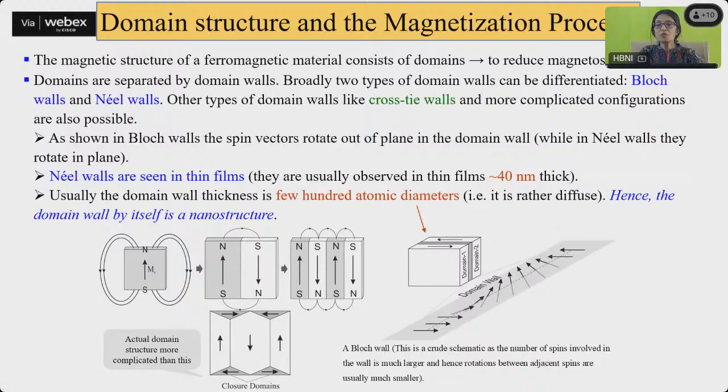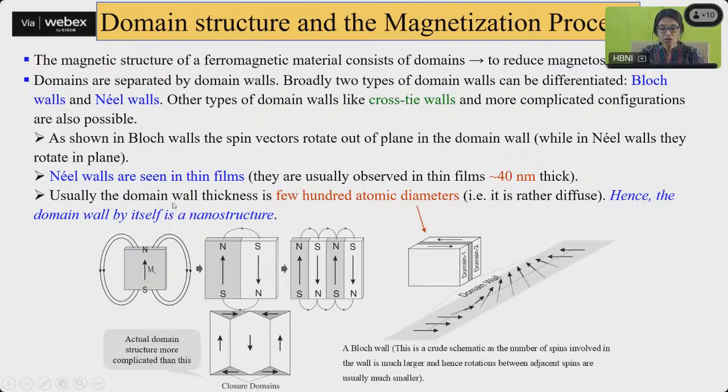So what is the domain structure and the magnetization process? The magnetic structure of a ferromagnetic material, as I said, consists of domains. Why? Because it will reduce the magnetostatic energy. These domains are separated by domain walls. There are two types of domain walls: one is known as the Bloch wall and the other is known as the Néel wall.